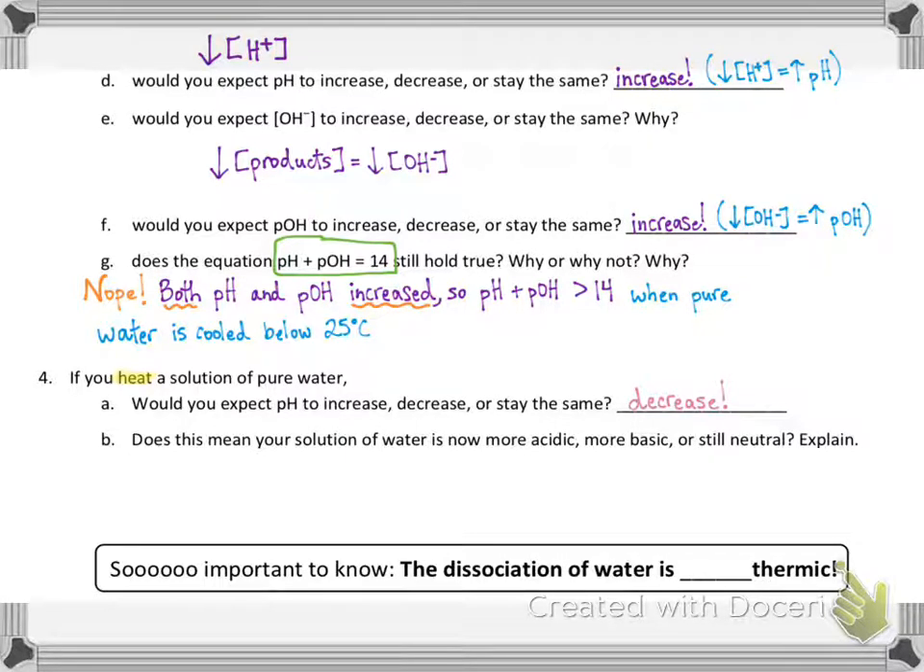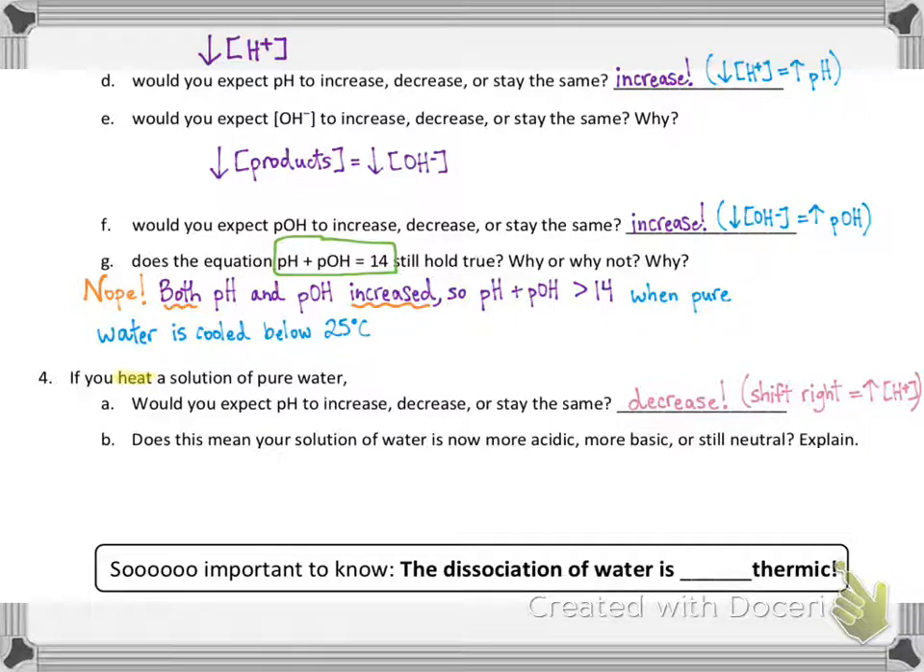Well, if you heat up the water, this time the pH is going to decrease. Remember, heat is a reactant, so we're adding heat. Le Chatelier says we need to shift right to use up the heat. Well, that produces more protons. More protons, lower pH. You might be thinking that because the pH decreased, your solution of water is now going to be more acidic, but actually it's still neutral.